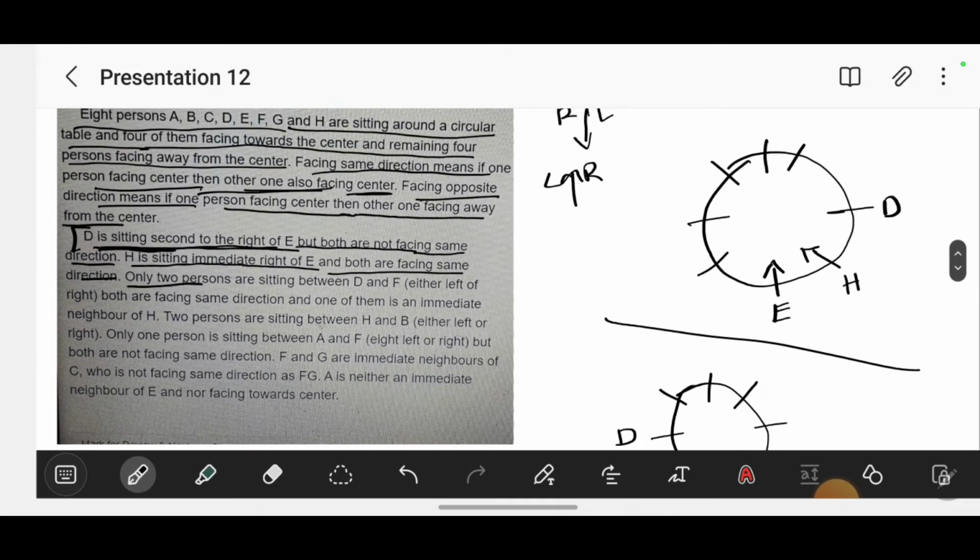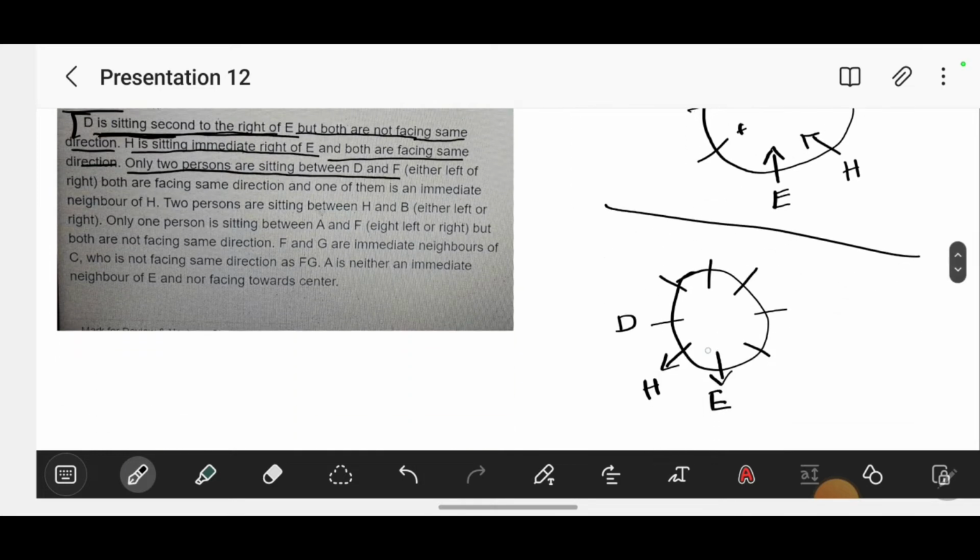Next, only 2 persons are sitting between D and F. That means there are 2 chances for F here or F here. And in this case also, there are 2 chances, F here or F here.